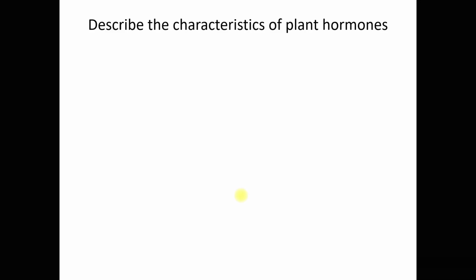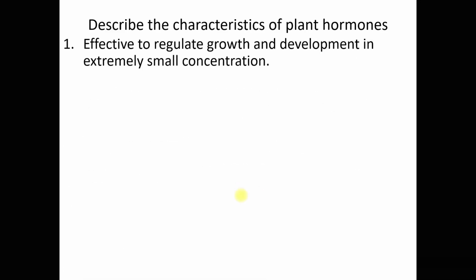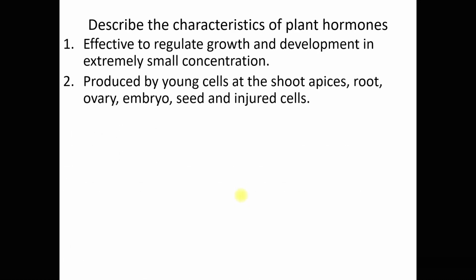All right, so the characteristics of these plant hormones. They are effective to regulate growth and development in extremely small concentration. So meaning to say these plant hormones are only needed in small concentration to regulate the growth and development in plants. And they are produced by young cells at the shoot apices, root, ovary, embryo, seed, and injured cells.